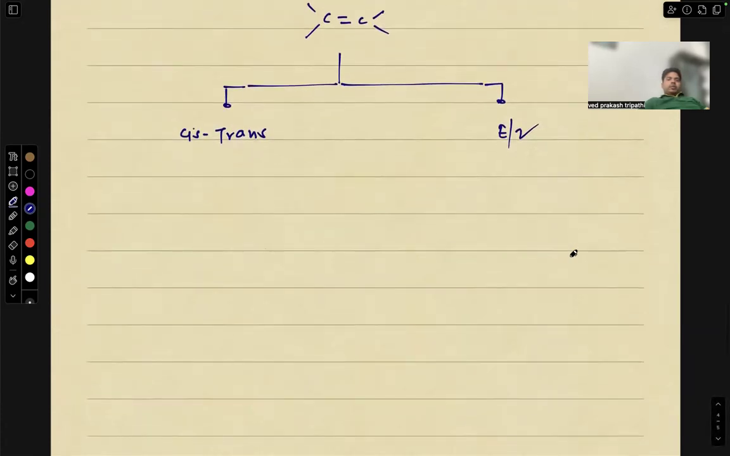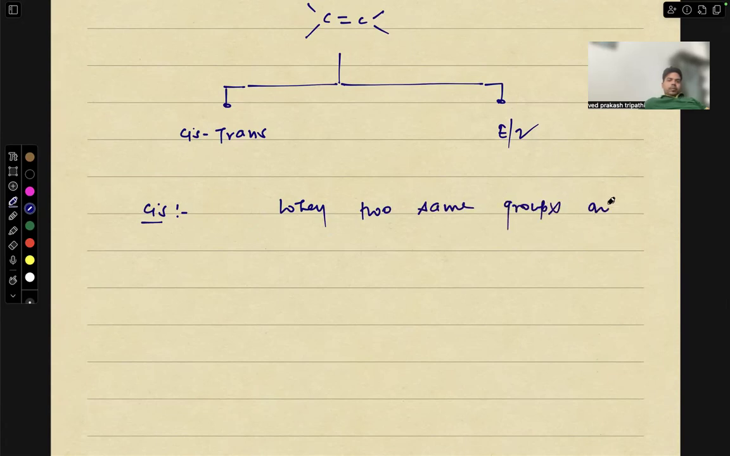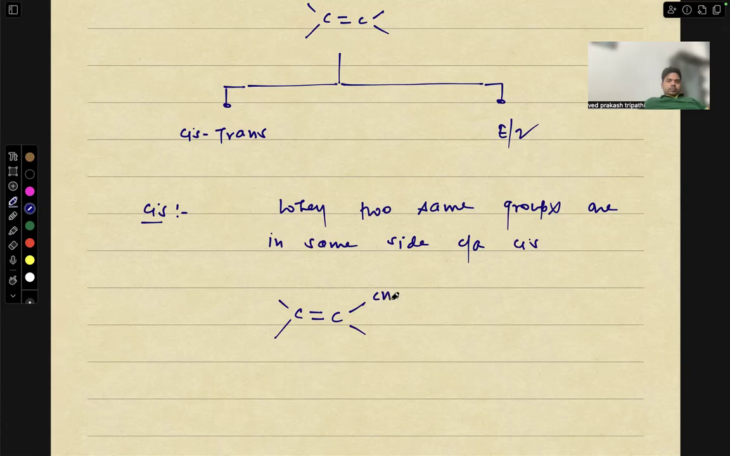So let's talk about first cis and trans. So what is cis? When two same groups are in same side, called as cis. You can see both methyl is in the same side, so this one is a cis form.